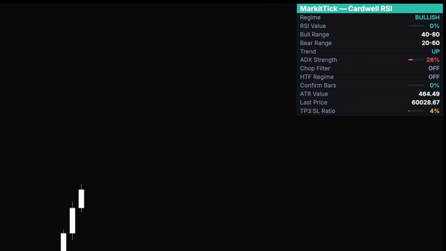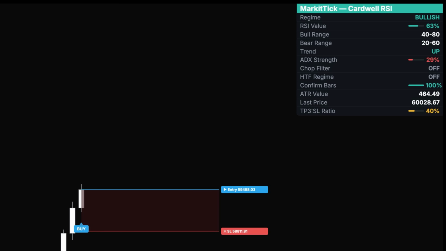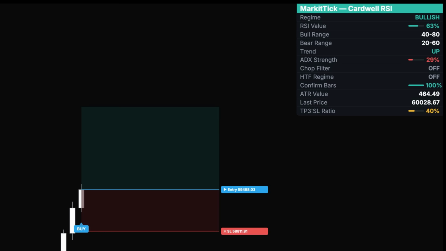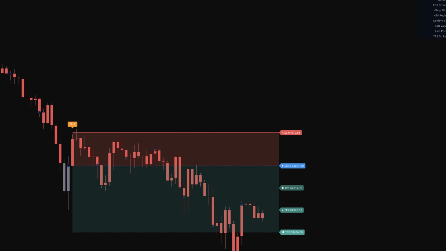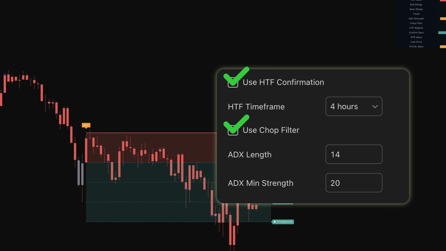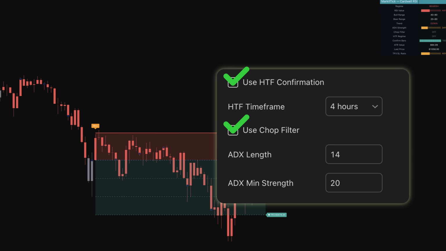The logic itself is a 2-part gate. It calculates a 14-period RSI and checks price against a 50-period moving average to set the trend. A bullish regime requires price above that average and RSI inside the 40 to 80 range for a set number of confirmed bars, and the bearish case mirrors it. When the regime flips, the signal prints, and the levels are placed as fixed multiples of ATR, the stop at 1.5 times ATR, and the 3 targets at 1, 2, and 3 times ATR. There are also optional higher time frame and ADX filters, both off by default, that can gate the signal further.